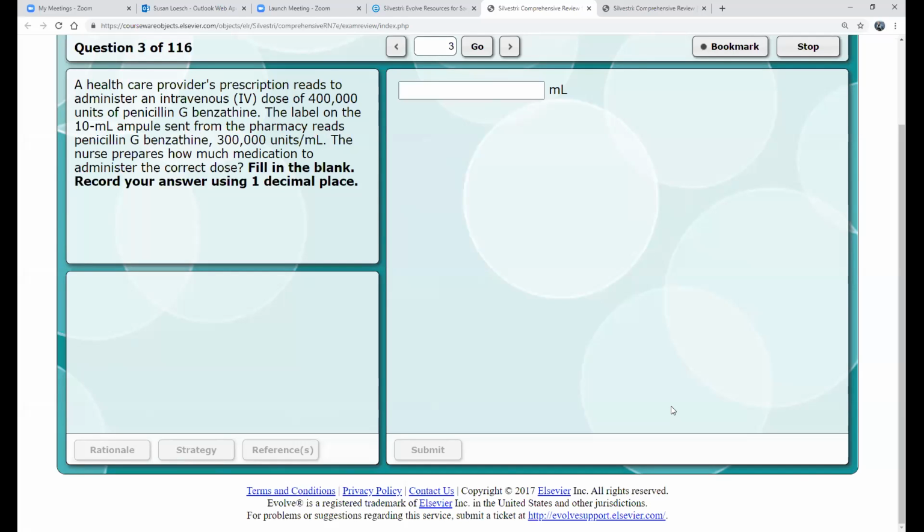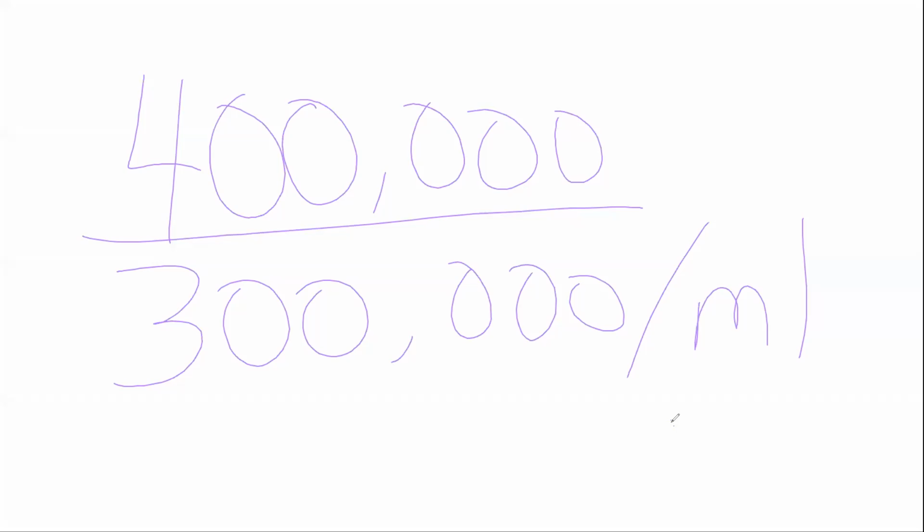Okay, now the question says the healthcare provider's prescription. That is always your desired dose. Your desired dose always goes on the top. So if you go back and look at the whiteboard, you see I put the 400,000 on the top. What you have on hand is 300,000. So all you have to do is divide 400,000 by 300,000, and since it's only 1 ml, you multiply it times that. For those of you that are math geniuses, you could cross out these zeros and just do 4 divided by 3, because you have the same amount of zeros. It's going to give you the same answer. So what'd you get? 4 divided by 3 times 1. 1.3.